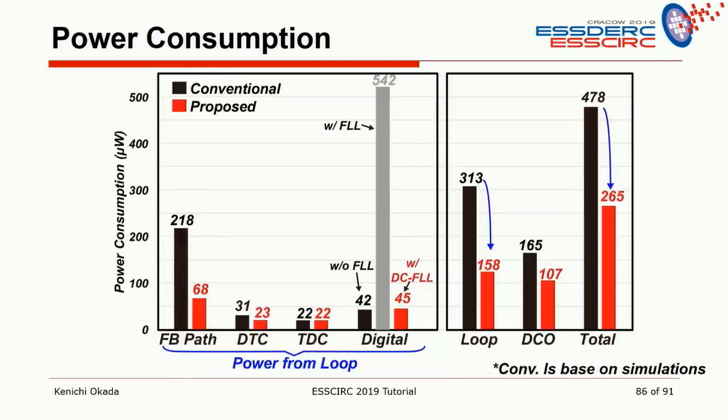And this is important information. This explains the power difference from applying the proposed technique. For example, as I explained, for the feedback path, the multi-modulus divider consumes very large power. In this case, we apply the sampling switch and subsampling switching architecture. It contributed 150 microwatt of power reduction. And for the DTC, we apply a truncated architecture, but the contribution is very small.